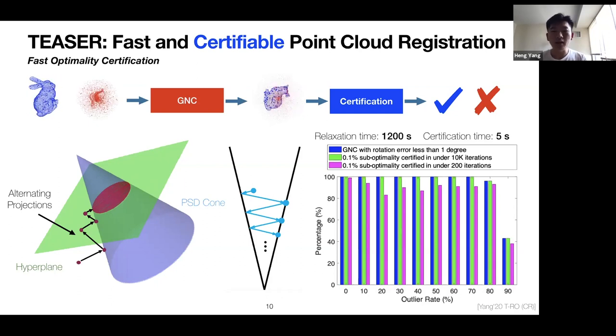And then, as we promised, this certification pipeline does perform much faster than directly solving the SDP. For example, when you have 100 measurements, if you solve the SDP, it's going to take you more than 1,000 seconds, but the certification on average just takes a couple of seconds.